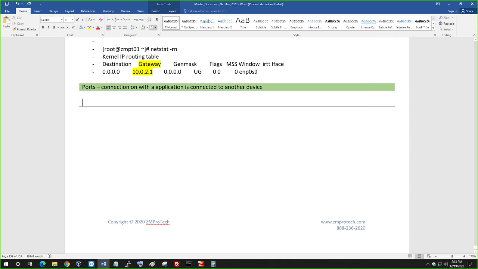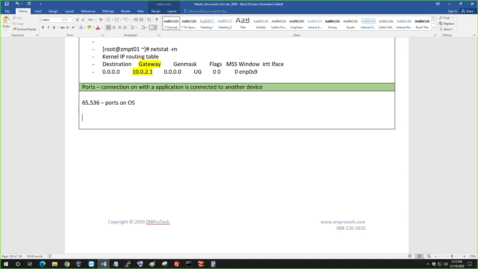There are 65,536 reasons that a computer could get hacked. This is for ports on the OS, either Linux or Windows. They both have 65,536 ports. Out of that, we are not using all of them. Generally, most of them are closed, unless you install some specific application, then it will open the port for you, okay?